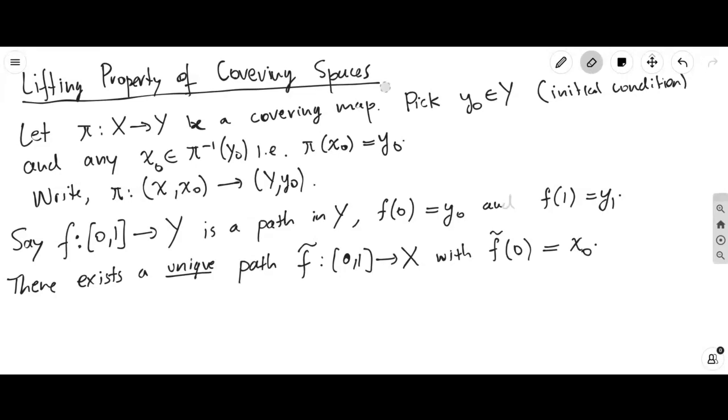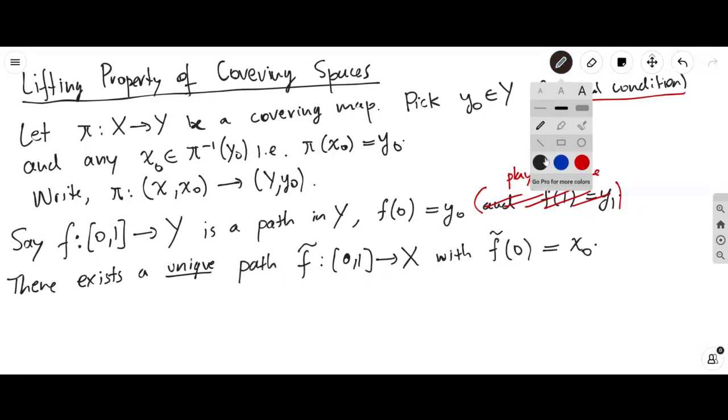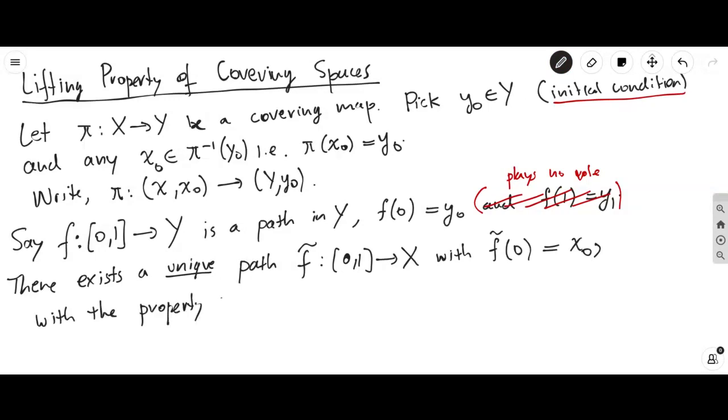Now you should notice, and you're probably thinking this right now, well, what about this one? So this one actually plays no role whatsoever. So you can delete this, okay? So this plays no role. Just think about initial conditions, okay? So to put it in very simple terms, I did not say what the property is. So there exists a path with the property that pi composed with f tilde is f.